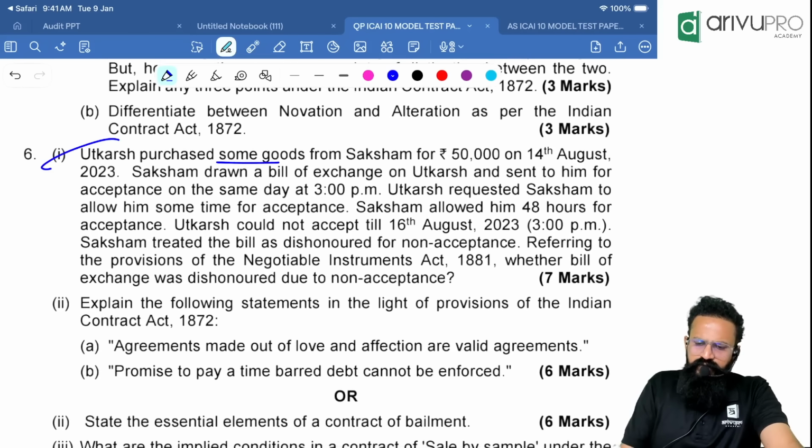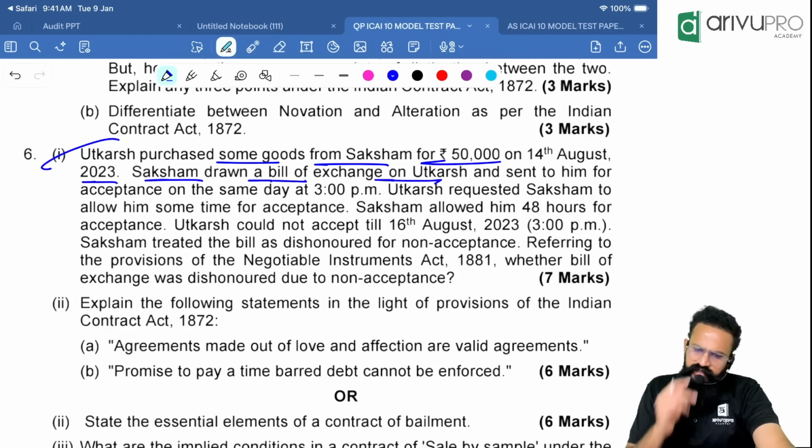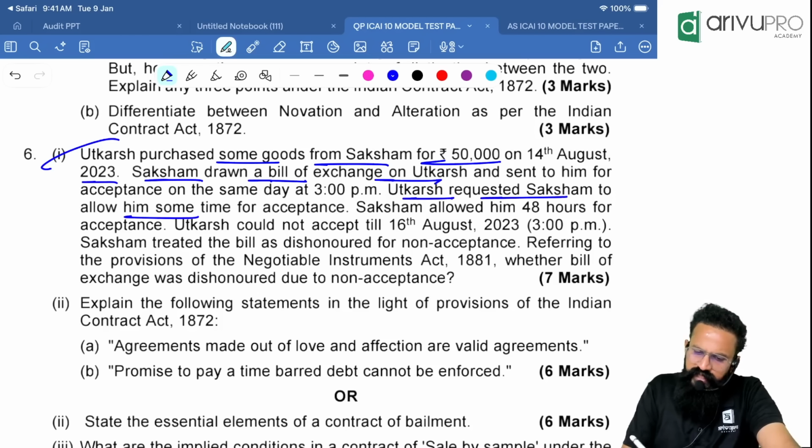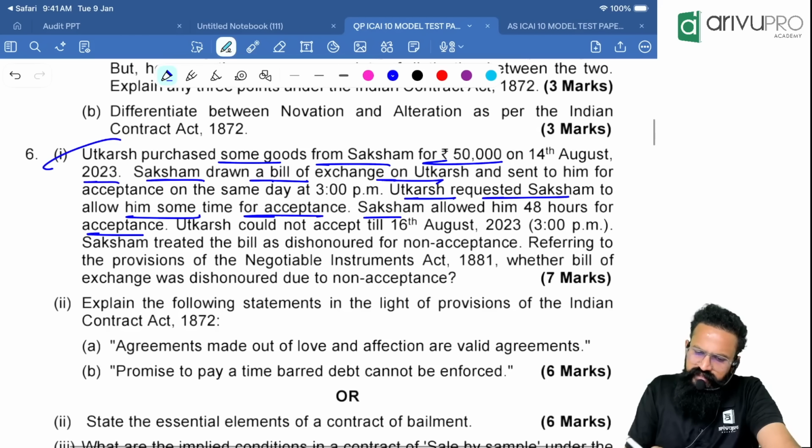Utkarsh purchased some goods from Saksham for 50,000 on 14th August 2023. Saksham drew a bill of exchange on Utkarsh and sent it to him for acceptance on the same day at 3 p.m. Utkarsh requested Saksham to allow him some time for acceptance. Saksham allowed him 48 hours for acceptance.